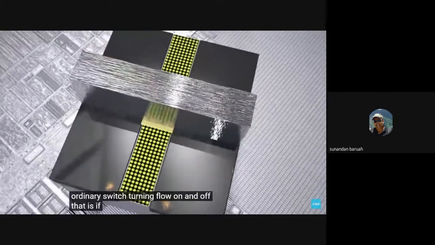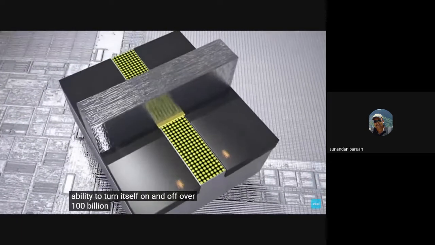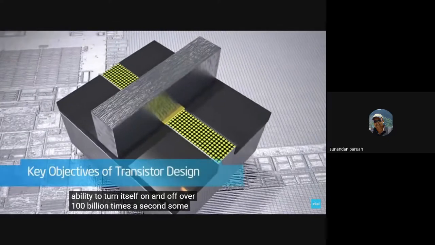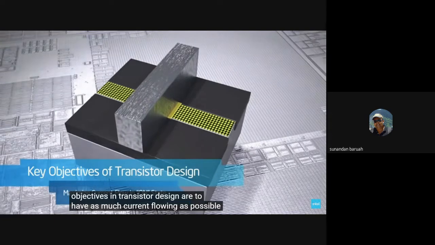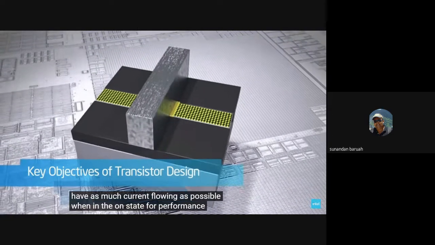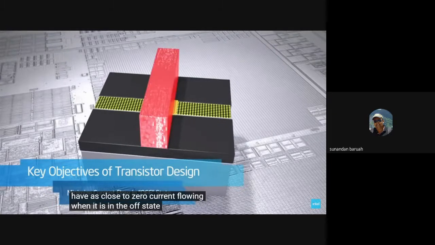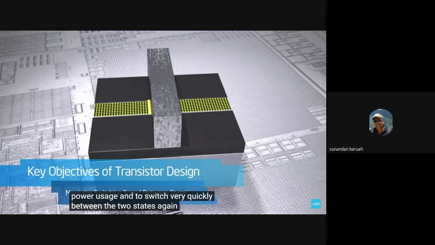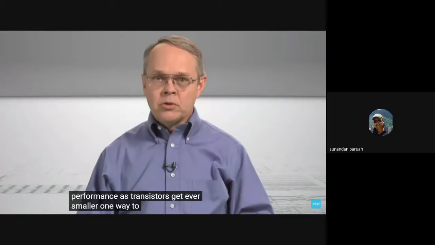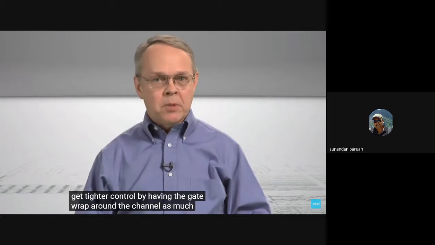That is, if an ordinary switch had the ability to turn itself on and off over 100 billion times a second. Some key objectives in transistor design are to have as much current flowing as possible when in the on state for performance, to have as close to zero current flowing when it is in the off state to minimize power usage, and to switch very quickly between the two states, again for performance. As transistors get ever smaller, one way to achieve this is to get tighter control by having the gate wrap around the channel as much as possible.